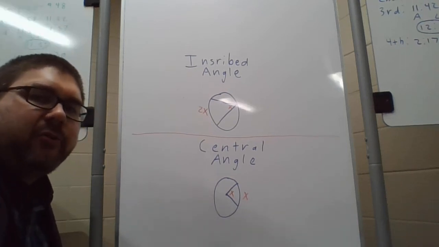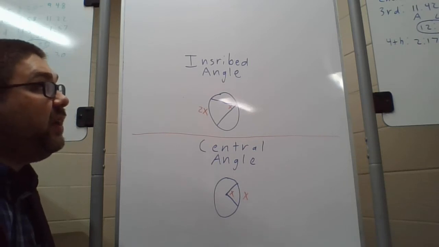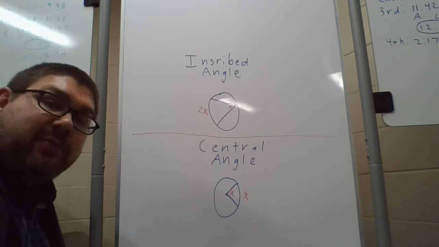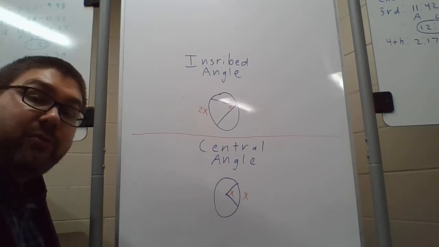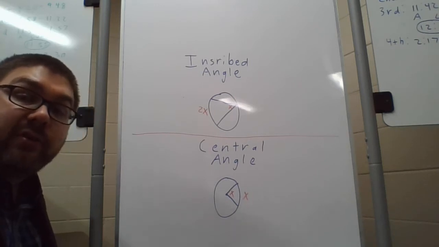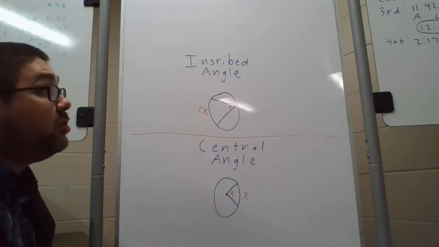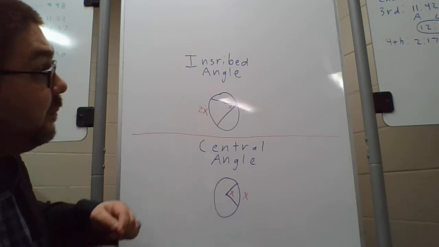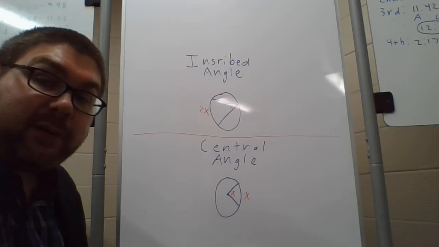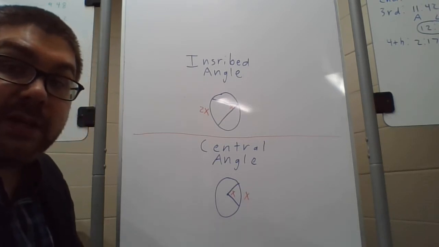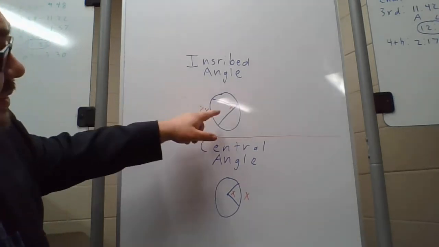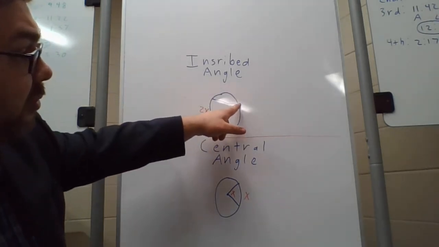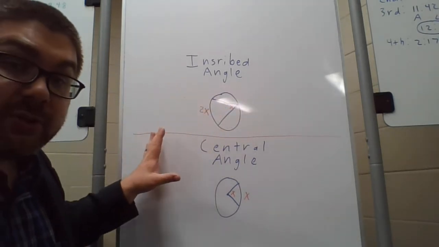Hey, this is Mr. Coker, and this video is about finding inscribed angles and central angles, and also using them to find other measurements. So, to begin with, what is an inscribed angle? An inscribed angle is an angle in a circle. These are both in circles.